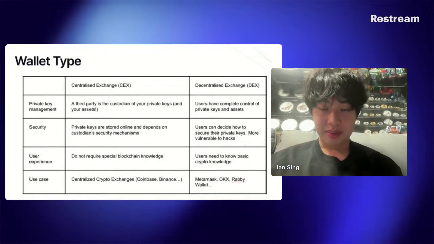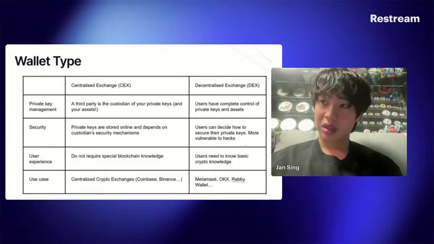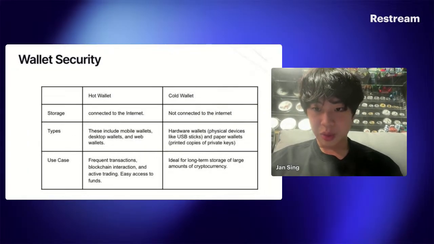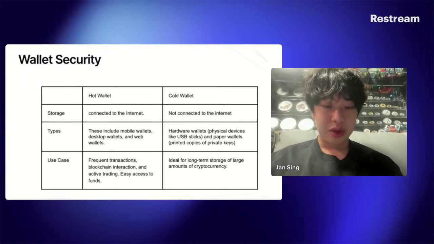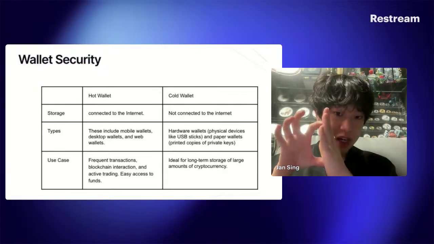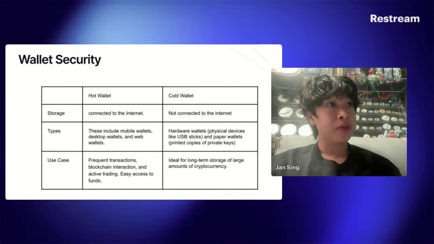So some recommended centralized exchange wallets are Coinbase and Binance. These two are the main ones. Maybe even Kraken. But decentralized exchange is what I use right now: MetaMask, OKX, Rabby Wallet, a pretty nice one, and Phantom. And yeah, wallet security: hot wallet and cold wallet. A hot wallet is what you use to manage a lot of activity. A cold wallet can be in the form of a card, a physical tangible object that you bring around.